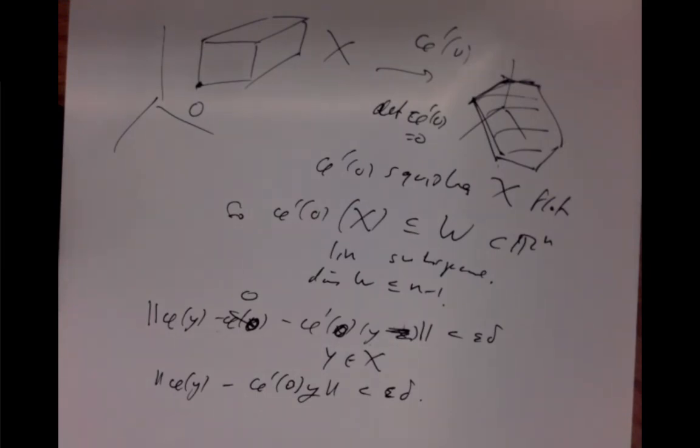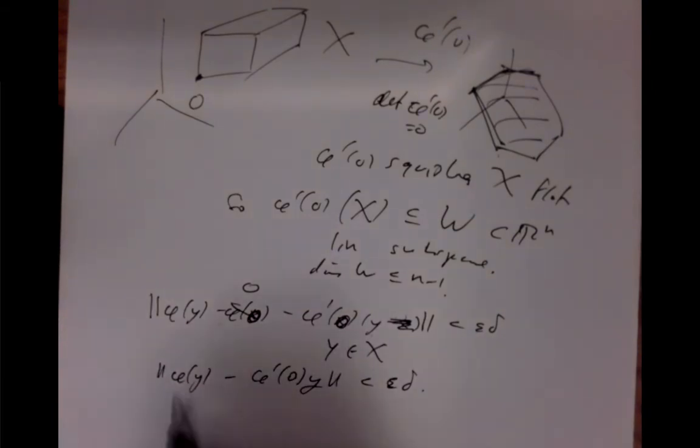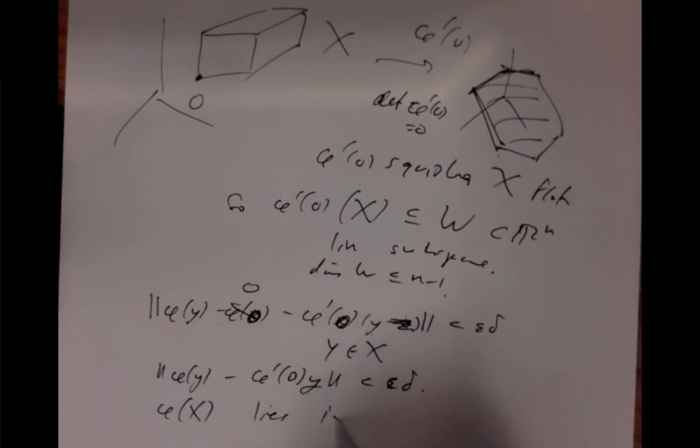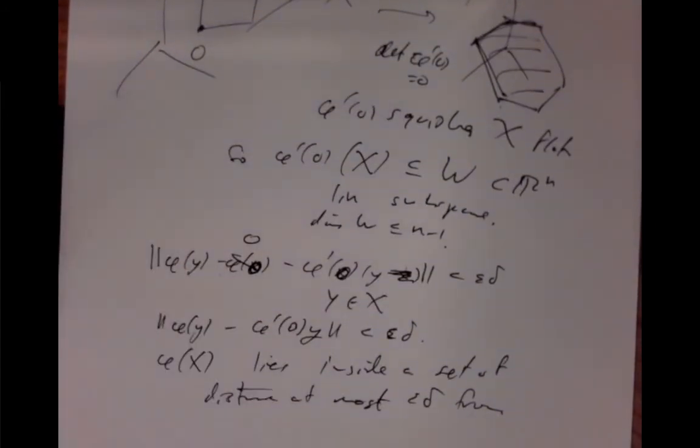And so we can say that phi of x therefore lies inside a set of distance at most epsilon delta from phi prime of 0 x. They're almost the same thing.